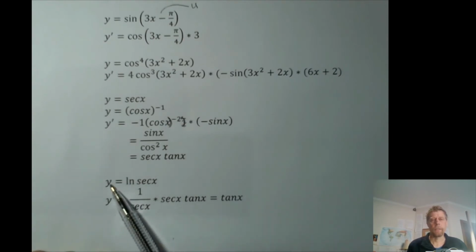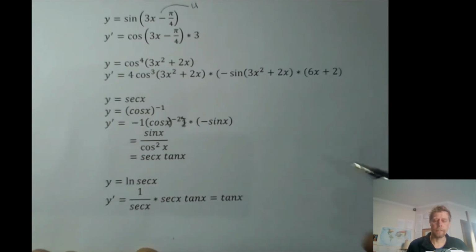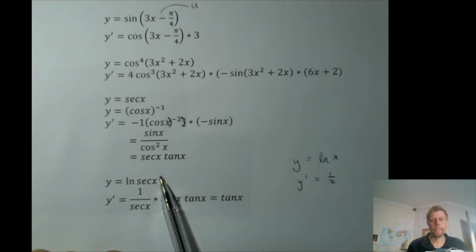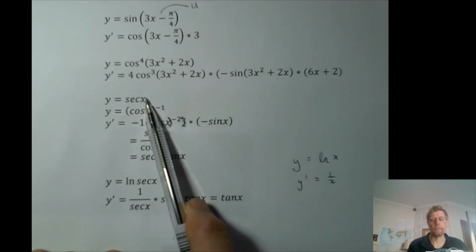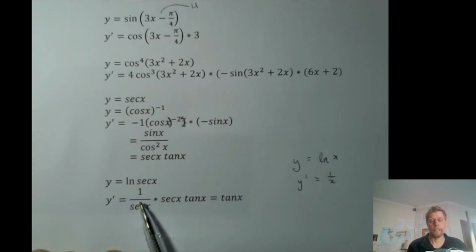Here's another one. y equals ln of sec x. Now we can remember that if y equals ln x, y dash equals 1 over x, the reciprocal. So we let u be sec x, so we've got ln of u, and we simply go 1 over u, 1 over sec x, and now we've just worked out what the differential of sec x is. It's sec x times tan x, so we just put that down there, and now we multiply them out, the secs cancel, and we're left with tan x. So the differential of ln sec x is tan x.